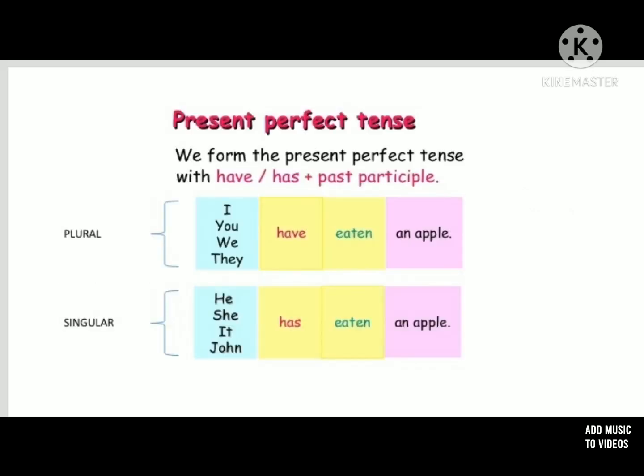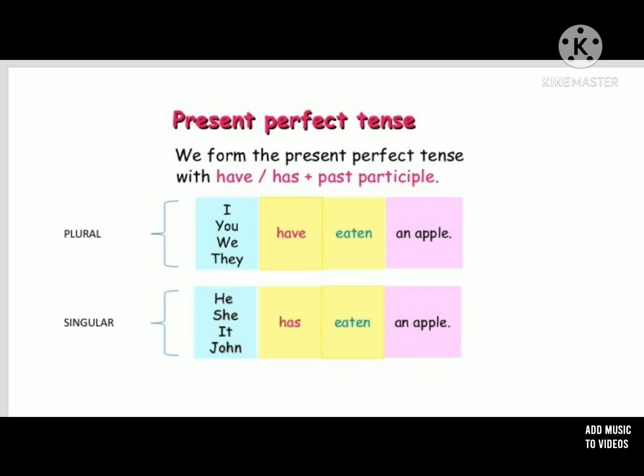Let's see how to form present perfect tense. We form the present perfect tense with have or has plus past participle. We usually use have with plural subjects such as I, you, we, they. I have eaten an apple. You have eaten an apple. We have eaten an apple. They have eaten an apple. So I, you, we, they are plural subjects. That means more than one.